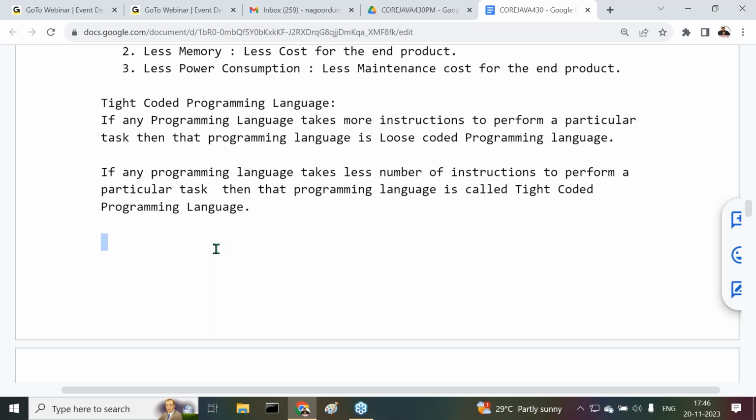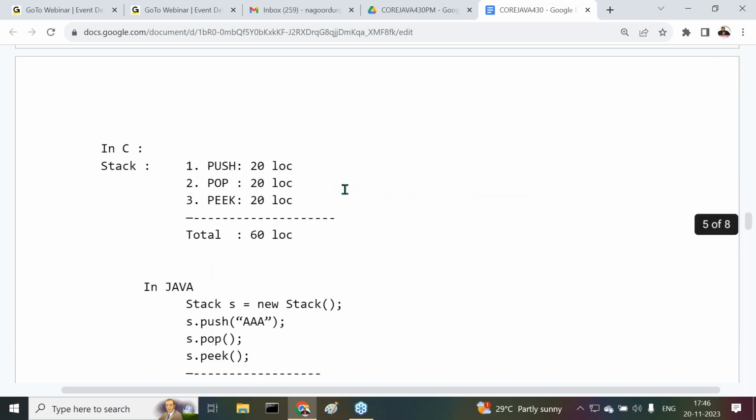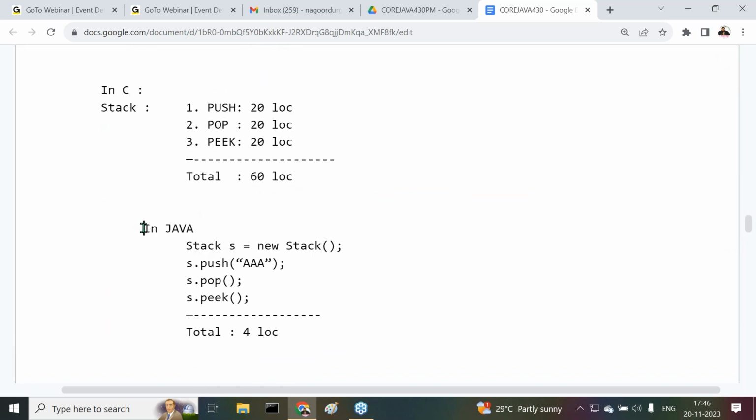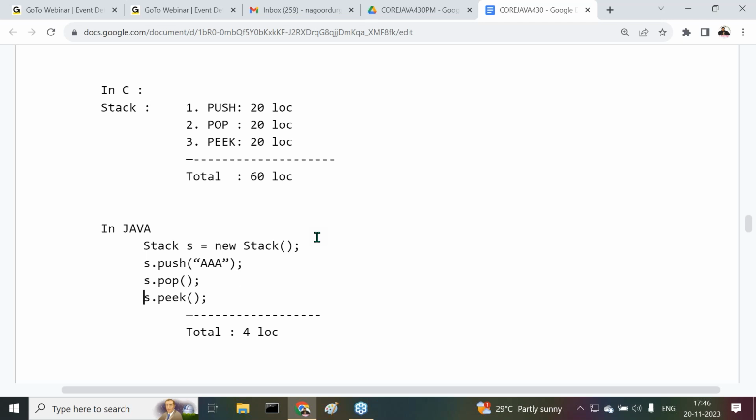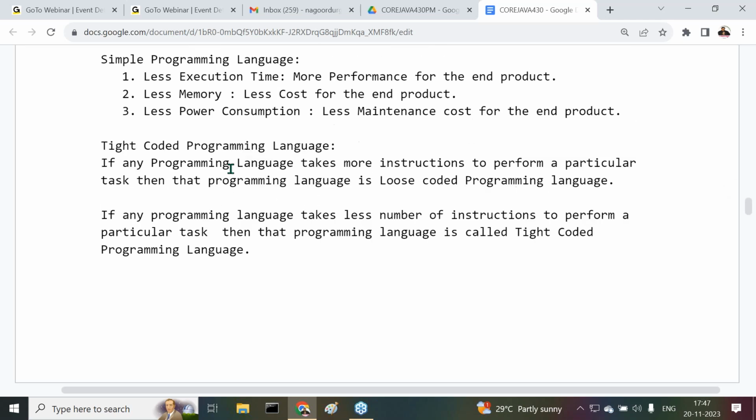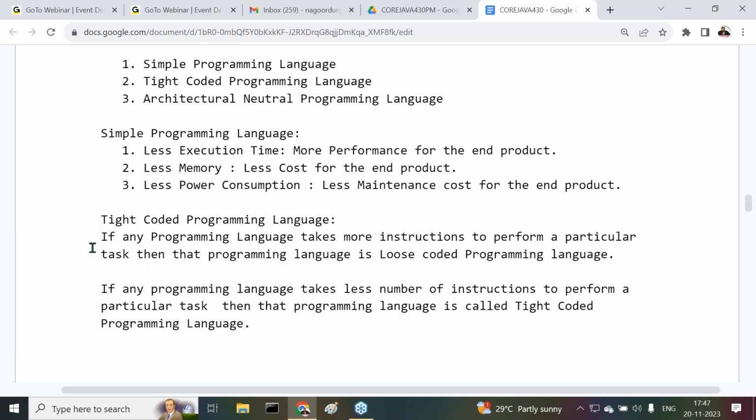Less work in the sense developer is always expecting what? Less work only, not more work. Understand it clearly? So always demand is going on for what? There, tight coded programming language. Now in this example, now tell me which programming language is loose coded programming language and which programming language is a tight coded programming language? Now tell me, C is what? Loose coded programming language. Java is what there? Tight coded programming language.